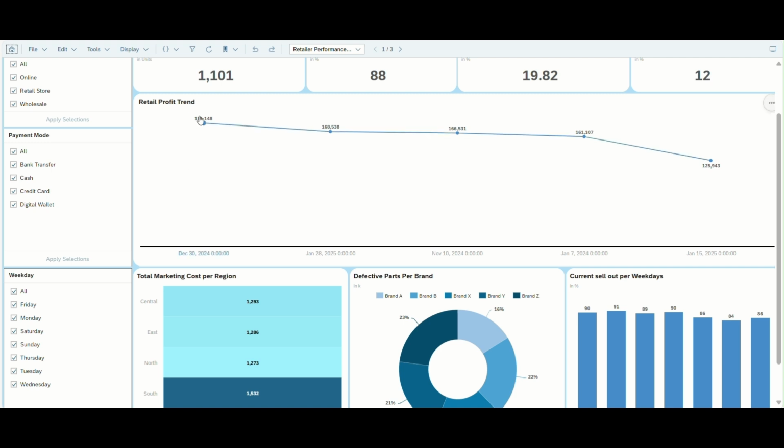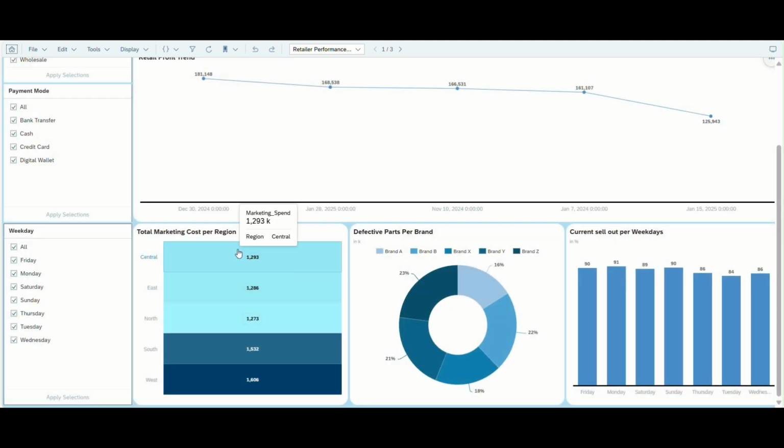Now look at the stack bar, total marketing cost per region. It's clear that West and South have the highest spend, at 1,606 and 1,532 respectively. This view is critical for evaluating ROI. If sales uplift isn't proportional to cost in these regions, it's a sign to reassess media spend, channel mix, or partner performance.